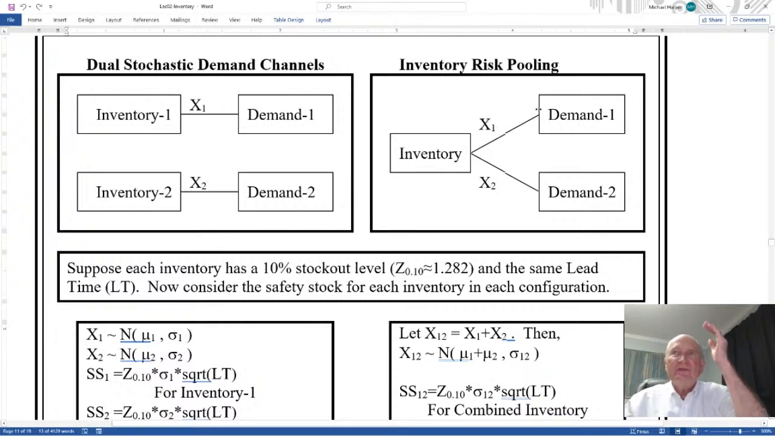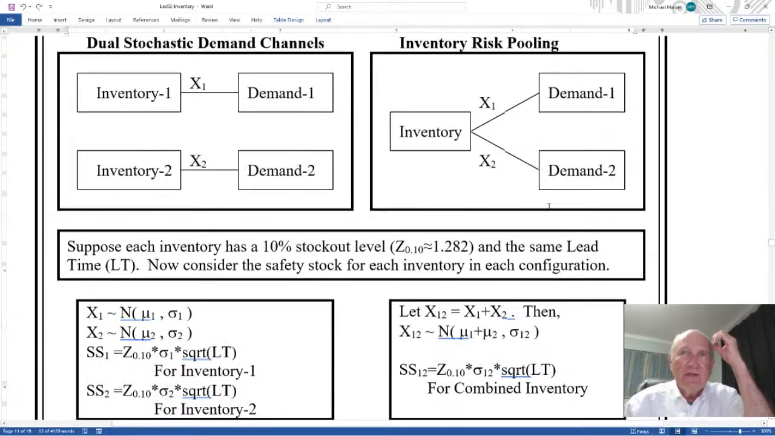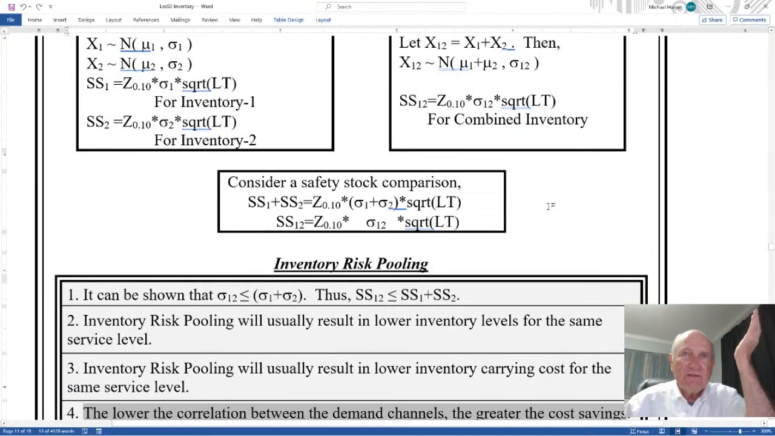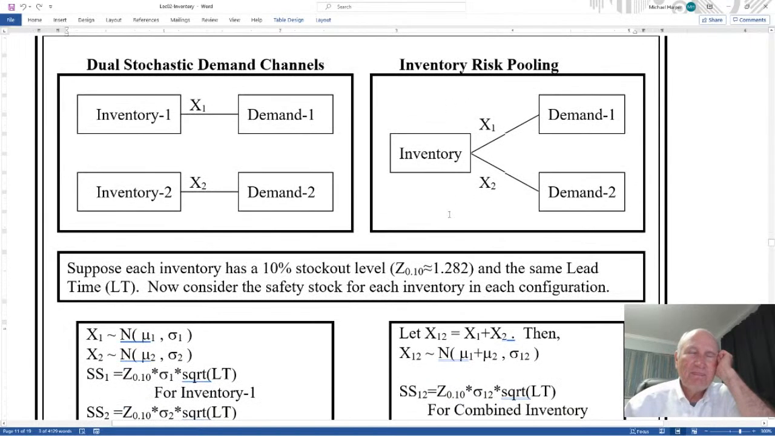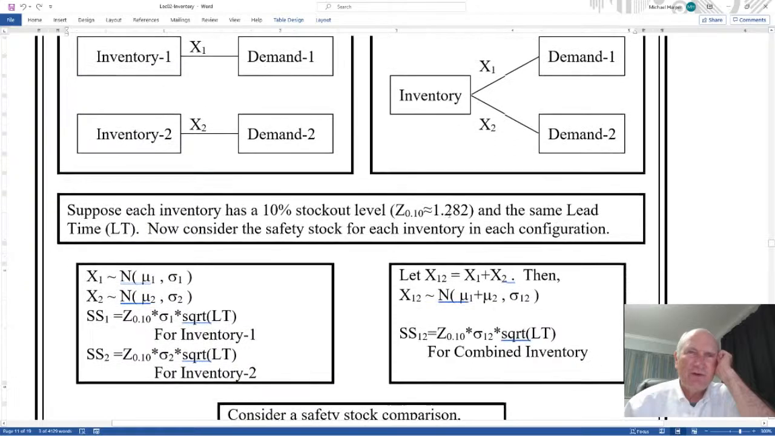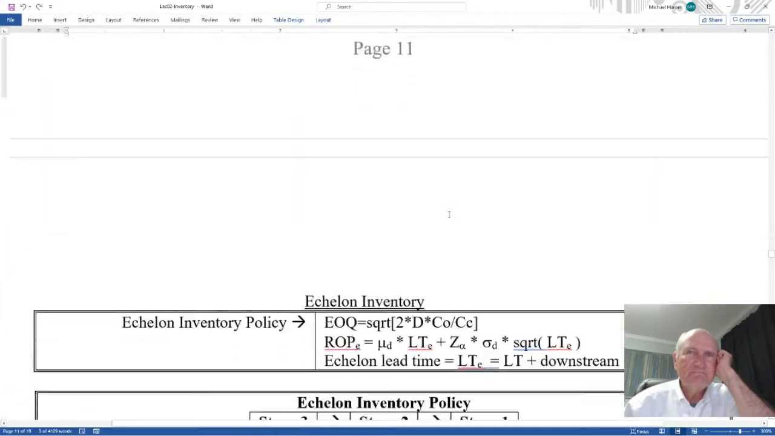Now, if this demand stream X1 is identical to the demand stream X2, then there is no savings. Then the sigma 1,2 is equal to the sum of the two. But if X1 has a demand stream which is a little bit different than X2, they're not perfectly correlated, then what happens is this becomes more efficient. Okay, and you're going to have a problem in the homework along those lines.